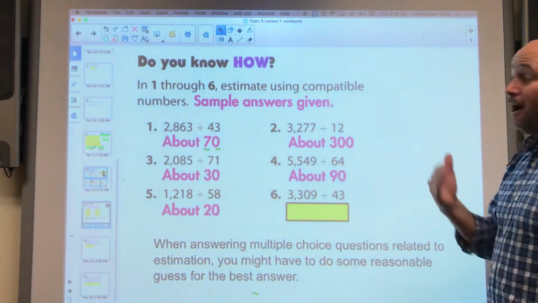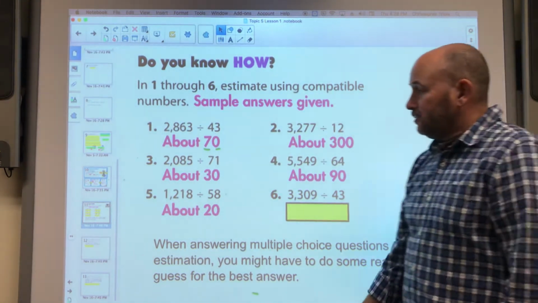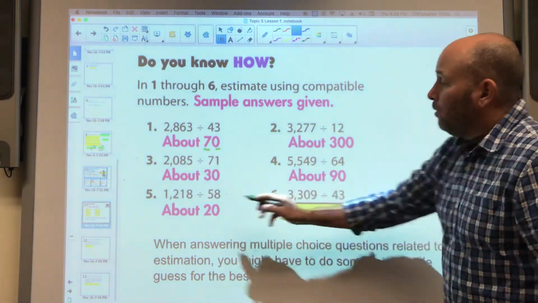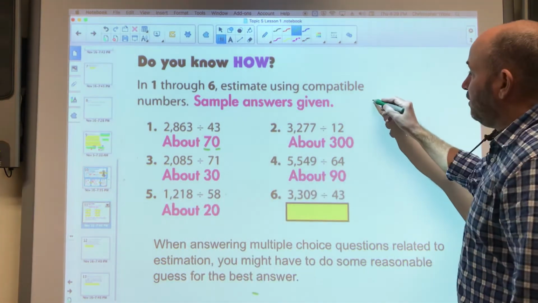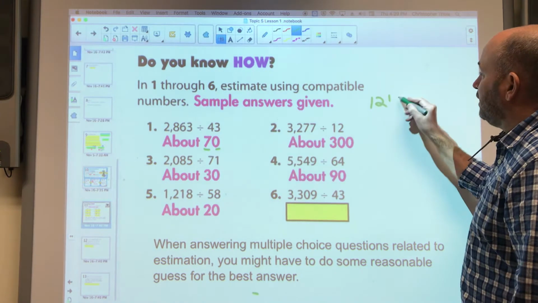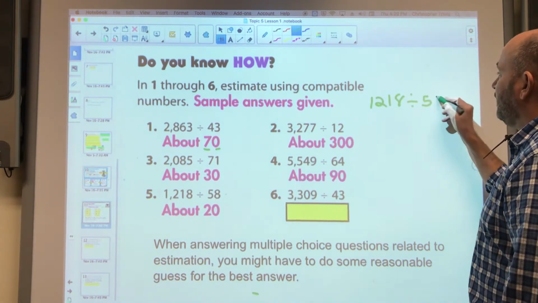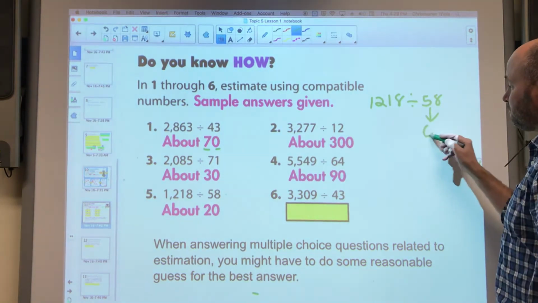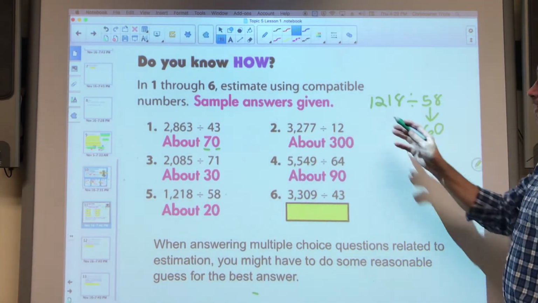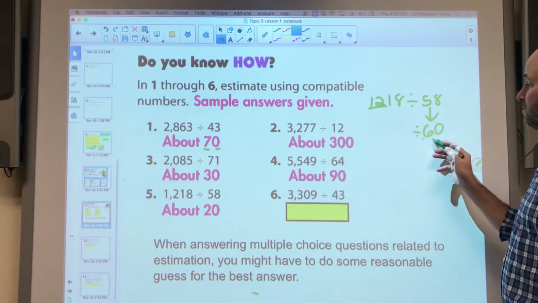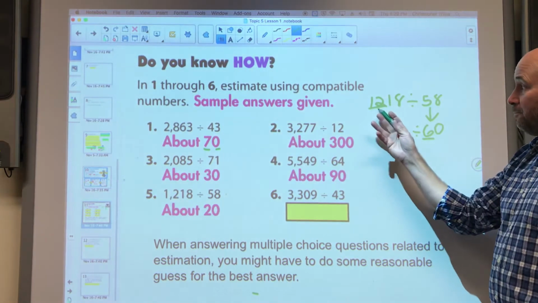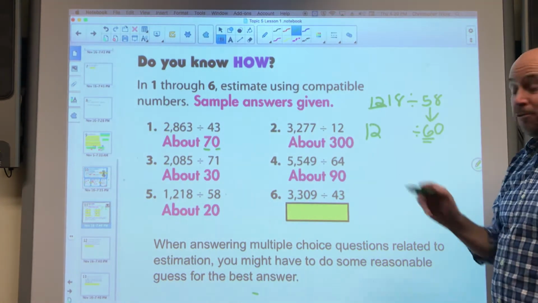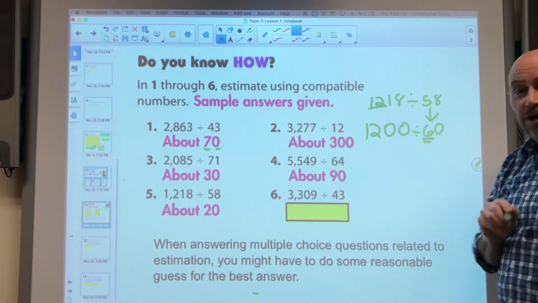The answer to number 5 is about 20. And so we have these numbers that we're going to round. We're going to take 1,218 divided by 58. And we're going to round 58 to 60. So then we're going to say, okay, well, what is compatible with 6 over there? 12 is compatible with 6. So we're just going to keep that at 12, and we're going to make this 1,200.